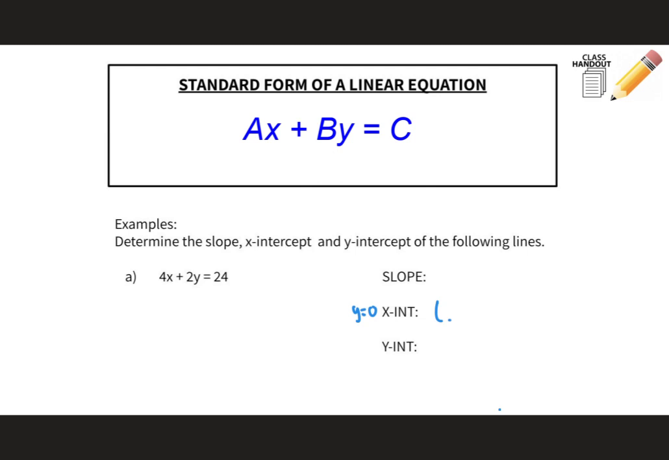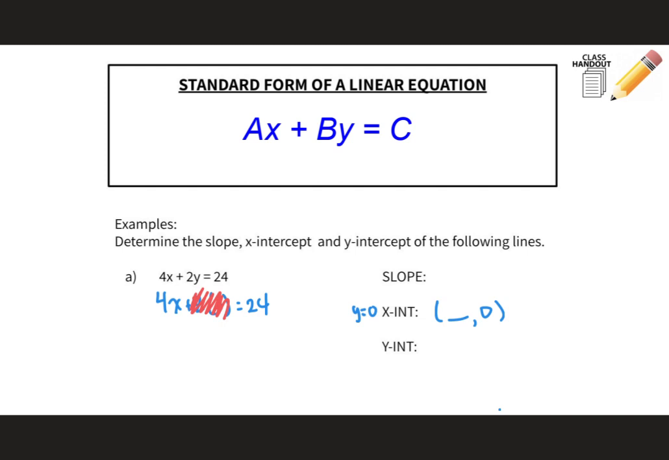So that's going to be written as 0, something comma 0. So let's do that first. So we have 4x plus 2 parentheses 0. So we're plugging in 0 for y, and 4x plus 2 times 0 equals 24. Well, remember that anything times 0 is just 0. So basically this goes away. It ends up being 4x plus 0 equals 24. So we just have 4x equals 24.